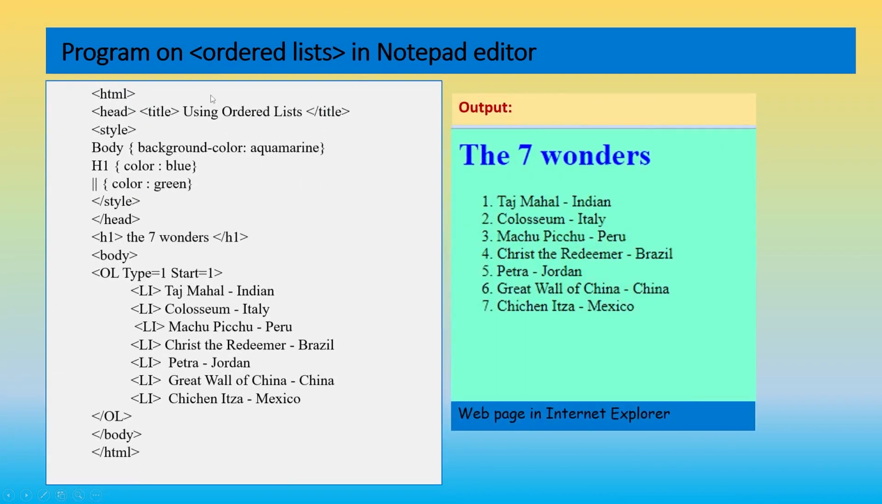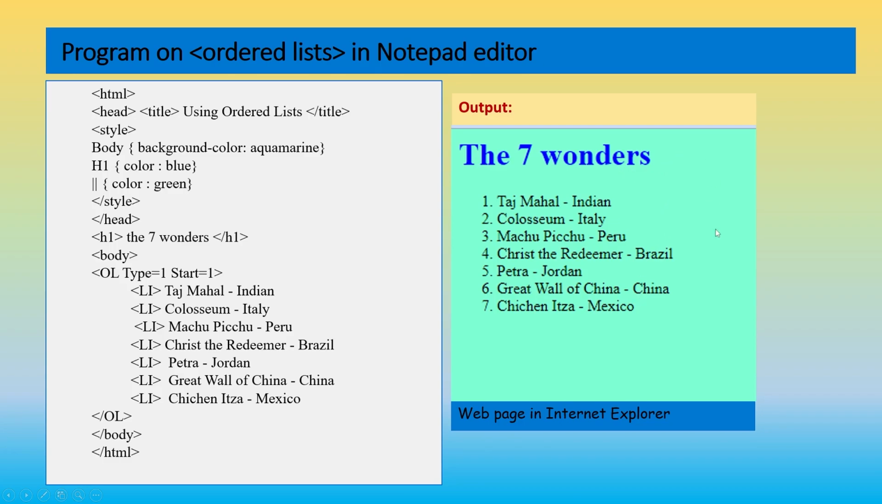Now in the book there is an example given for the ordered list, in which the writer has specified all 7 wonders of the world. So just for giving this output, the 7 wonders, Taj Mahal, Colosseum, Machu Picchu, Christ the Redeemer, Petra, Jordan, Great Wall of China, and Chichen Itza, we will write a program now using some of the CSS attributes as well. See, you can see that here the output is not on a white page.